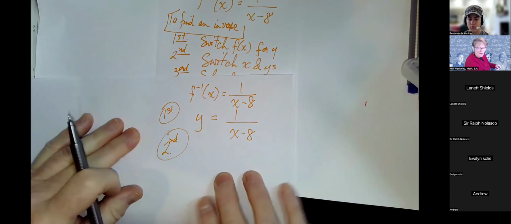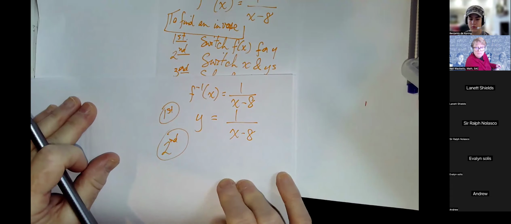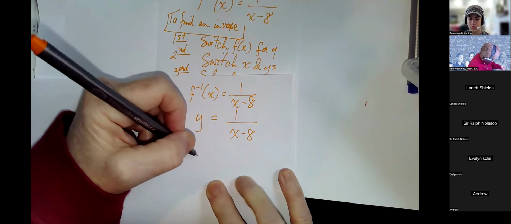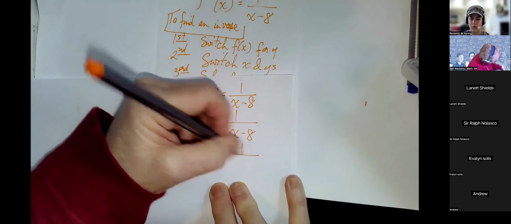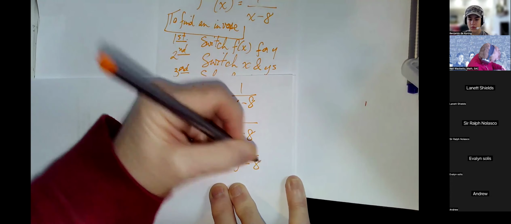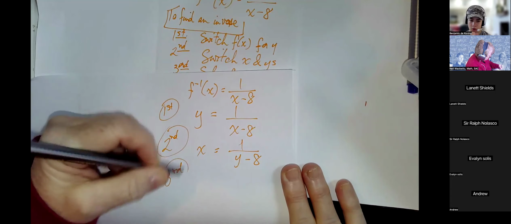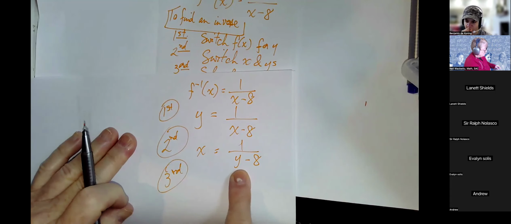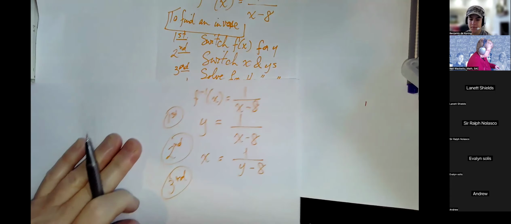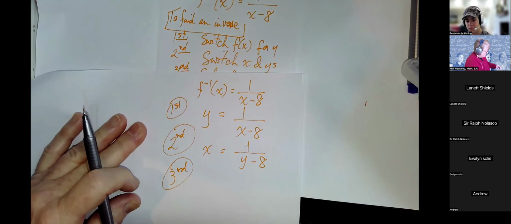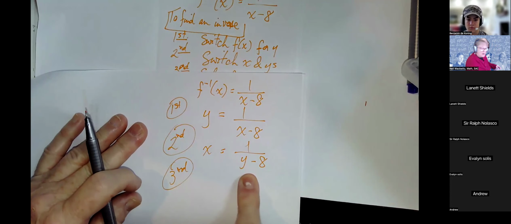So how do I do that? What do I write down here? x equals 1 over y minus 8. Beautiful. Now the third step is to solve for the new y. And I put it in quotes here because it wasn't y before. So we want to solve for this y.